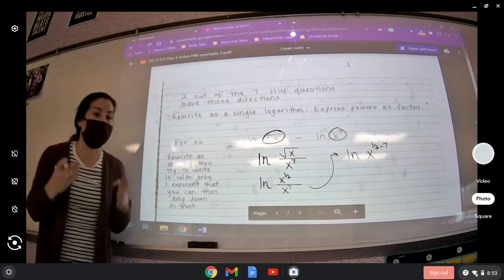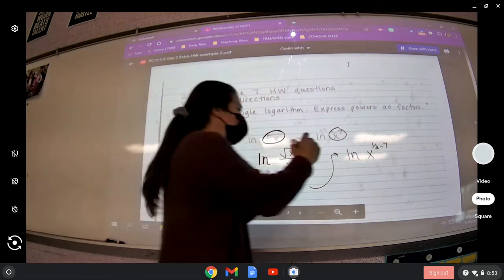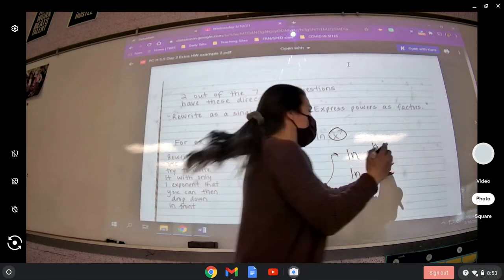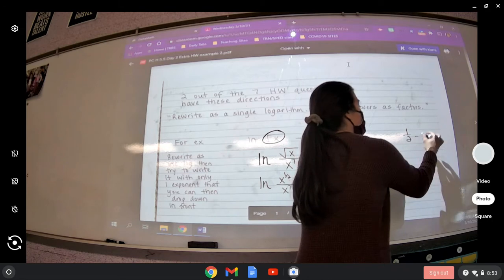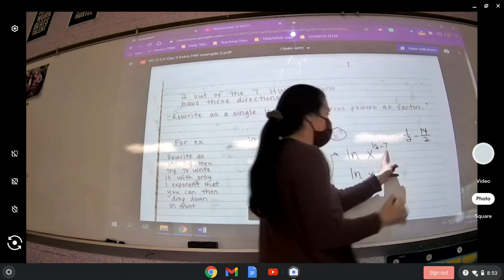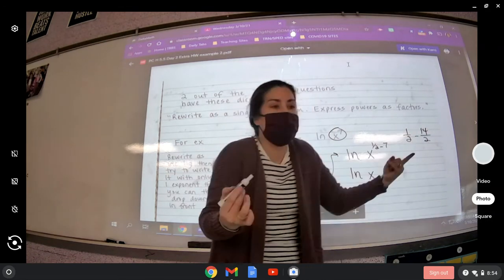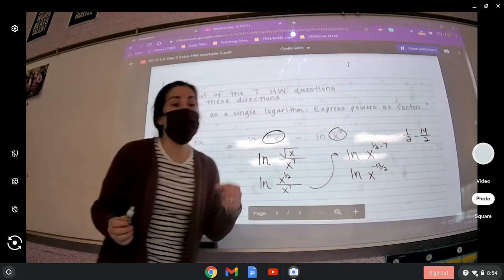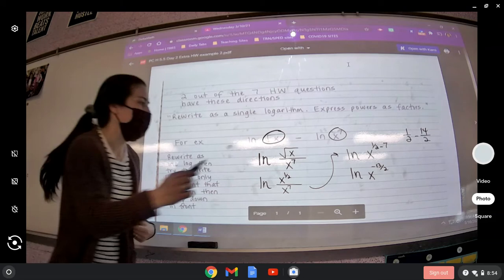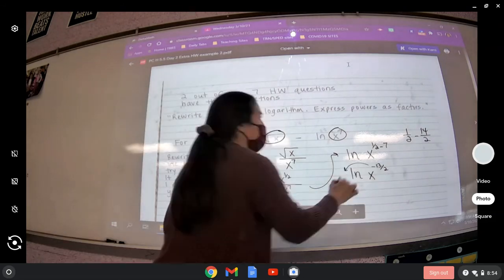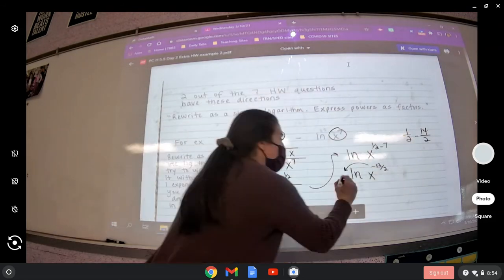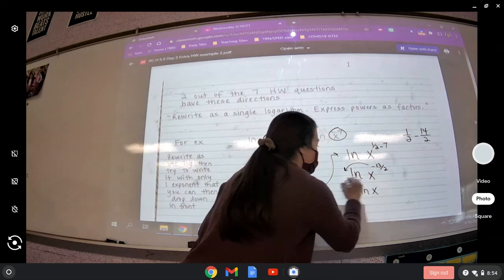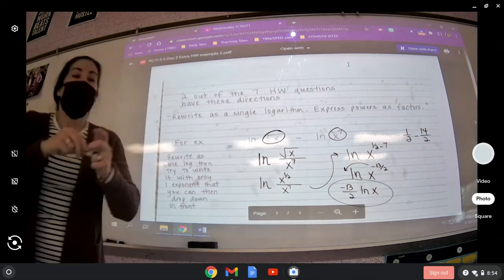I'm trying to create one exponent on this problem. So then it's going to be the natural log of, well, guys, 1/2 minus 7, that's going to be what? 1/2 minus 14/2, right? If you get a common denominator, that's negative 13/2. Now that you created one exponent, you can drop it down in front as a factor. So now it's negative 13/2 times the natural log of x.